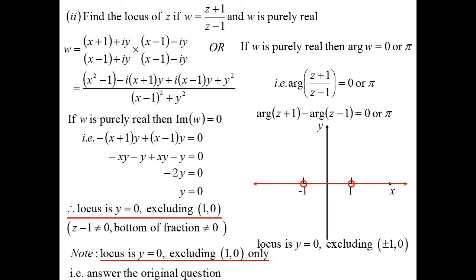Now, if I substitute in, what was the extra point? Negative 1. If I substitute in negative 1 on there, I'll get 0 over negative 2, which is 0. And 0 is a purely real number. So it does work in the original question.